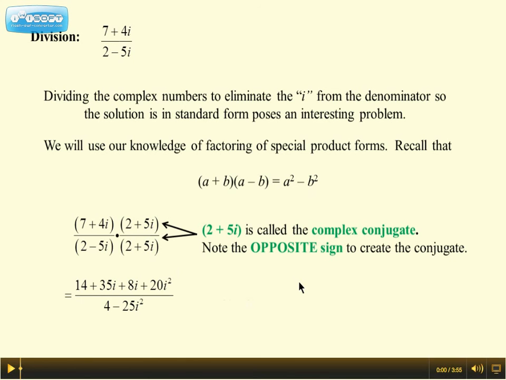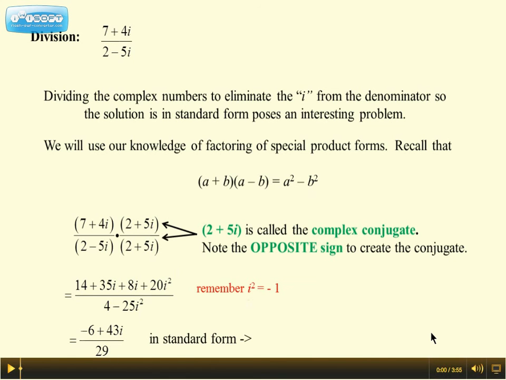We FOIL these. Again, i squared is -1, so we gather like terms. Remembering this is going to become -20. In the denominator, we're eliminating the i because we have 4 minus 25i squared. i squared is -1. Gathering terms, -6 plus 43i divided by 29.